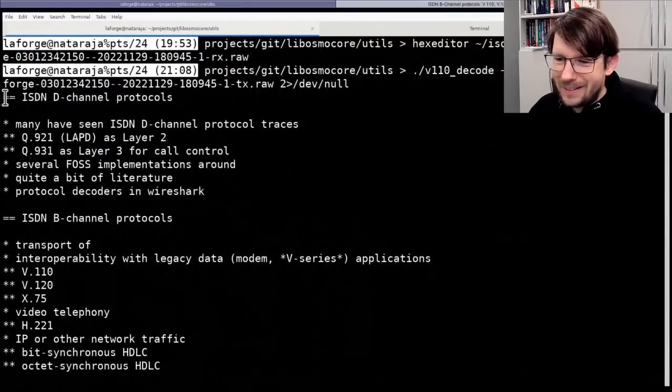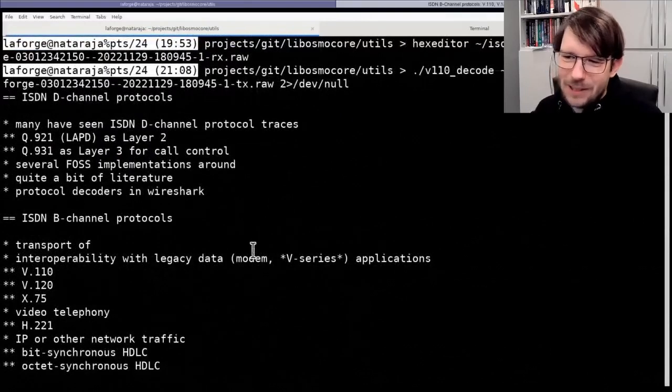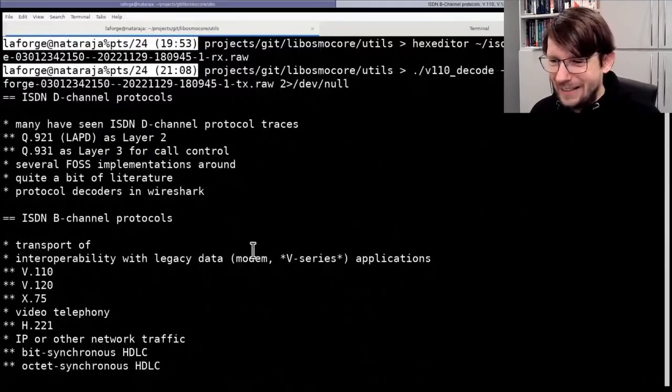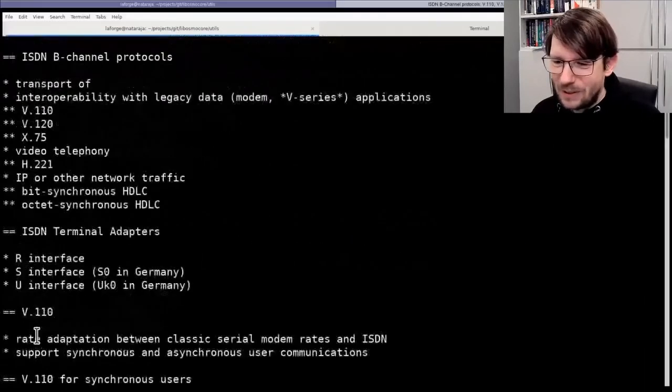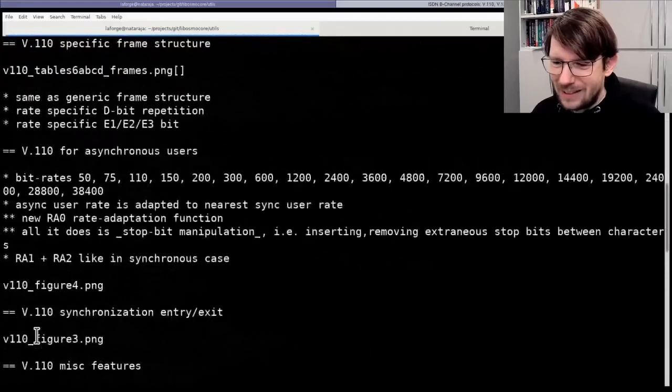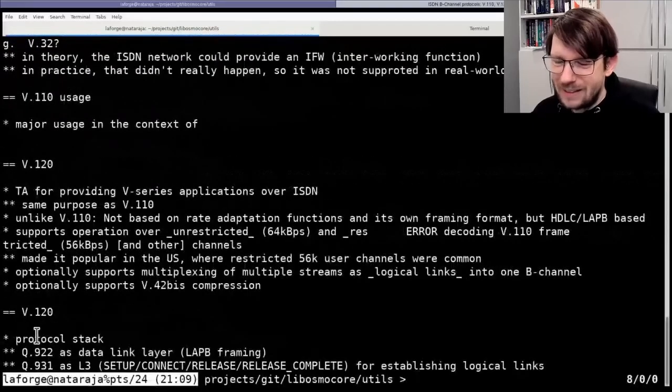What I used as a test here is I copy and pasted the wiki page on ISDN B-Channel protocols. I copy and pasted them on one ELSA ISDN terminal adapter and took the B-channel recording. So if we decode this V.110 here now, we actually get the Osmocom wiki page on this subject as a decode out from that binary data that we saw just in the hex dump.